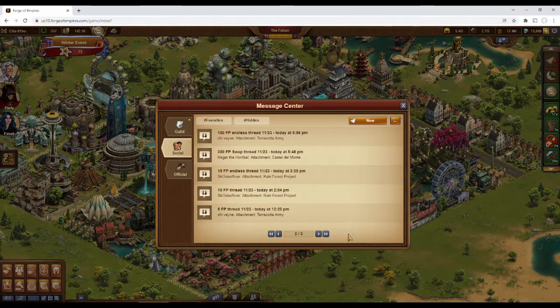Next are swap threads. These also come in different sizes, ranging from anywhere between 5 and sometimes 500 forge points, or even higher. They are definitely more simple than the arc threads.